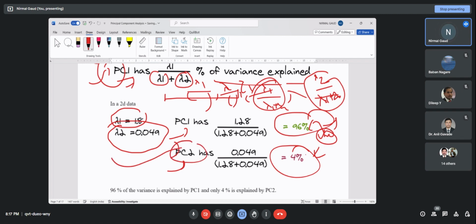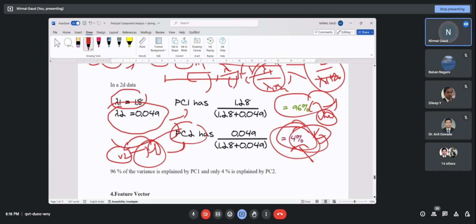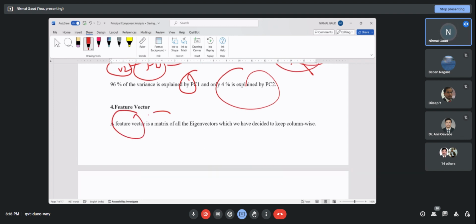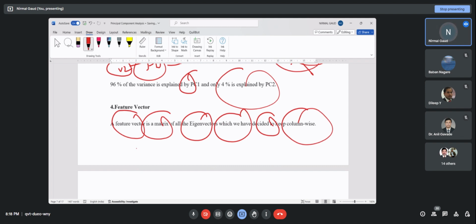About PC2 इतना आ रहा है. ओके तो PC2 इज योर सेकेंड फीचर का प्रिंसिपल कंपोनेंट था ये. ओके उस पर यदि प्रोजेक्ट करोगे that value for the second feature उसको करोगे तो इतना हो जाएगा, वो इतना कम हो जाएगा, निपटा दो उसे, ड्रॉप कर दो. ओके now तो 96% is explained by PC1, 4% by PC2. ये निकला. अब देखिए फीचर वेक्टर. A feature vector is a matrix of all the eigenvectors which we decide to keep column wise. So it is the matrix of all the eigenvectors.